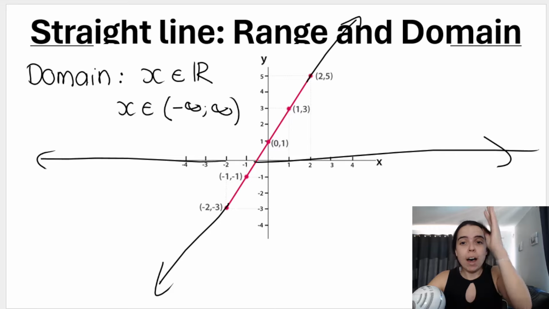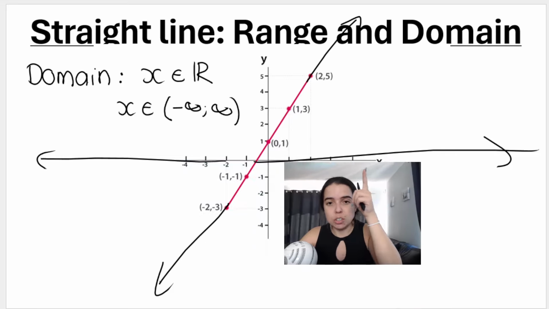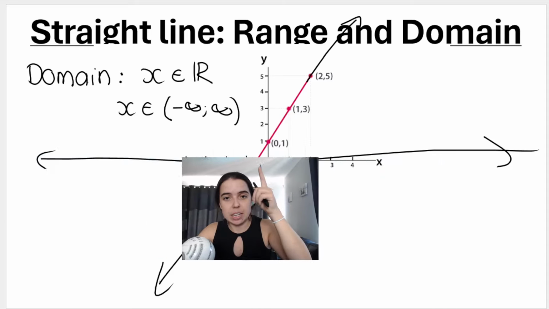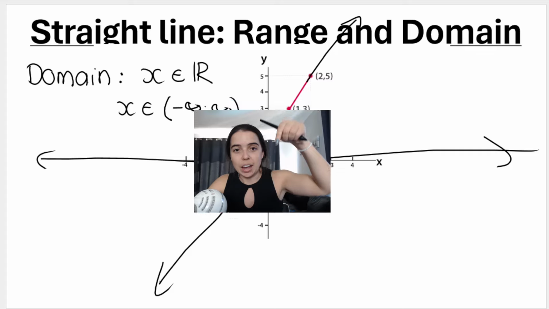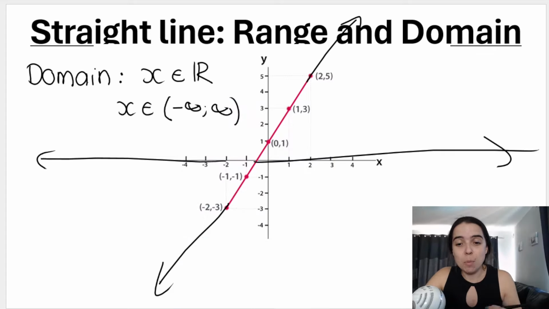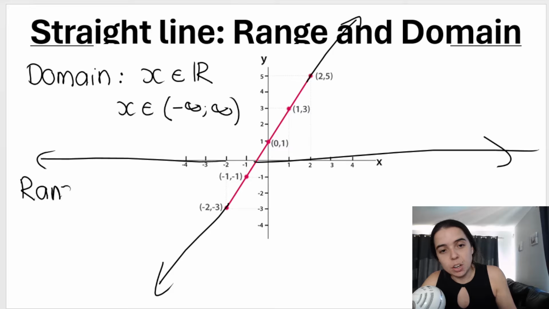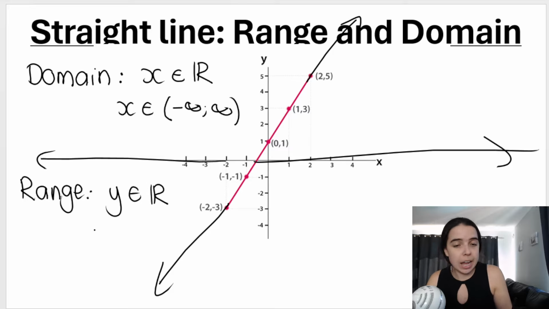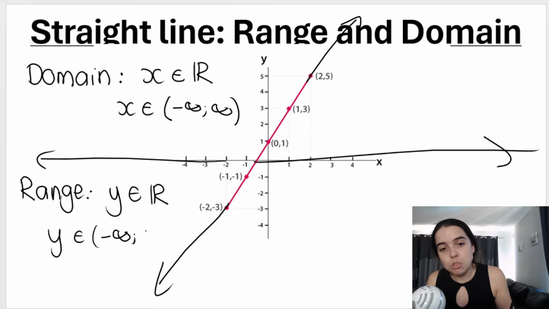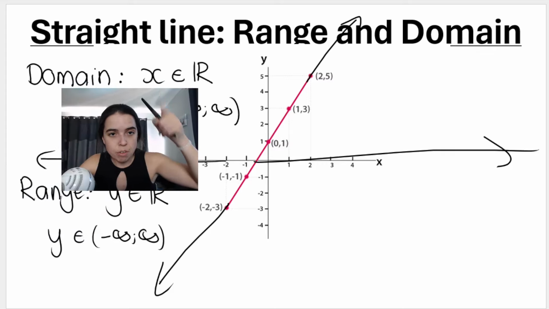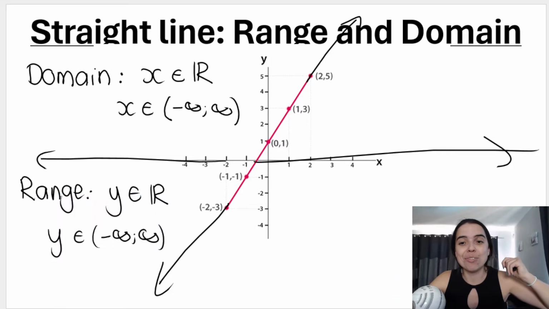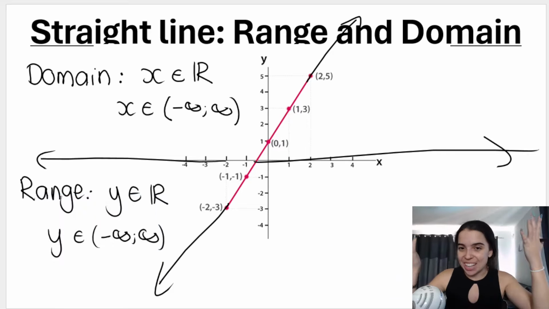Remember, range is all the y values. So if the domain of all the x values continue here to positive infinity and this way to negative infinity, the graph is going to continue going up and up. It's going to exist for all the positive y values and all the negative y values. So in the same way, we write the range: y is an element of all real numbers. Or again, you can say y is an element of negative infinity to positive infinity. Just take note how obviously for domain we use x as an element of, and for range we use y as an element of. And that will always be the domain and range for straight line functions.